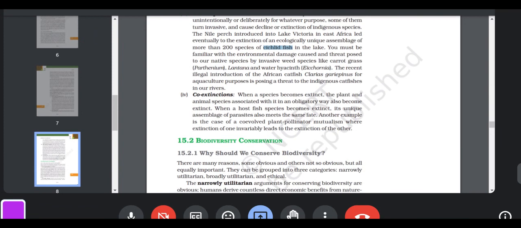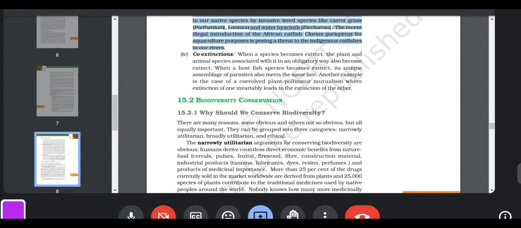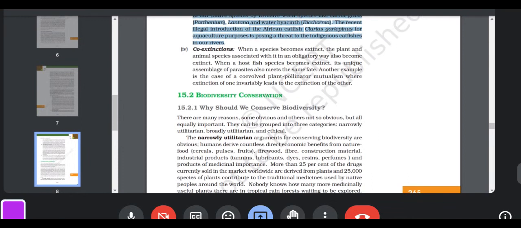Another example: you must be familiar with the environmental damage caused by the threat posed to our native species by invasive weed species like carrot grass (Parthenium), Lantana, and water hyacinth. There is also the recent illegal introduction of the African catfish Clarias gariepinus for aquaculture purposes, posing a threat to the indigenous catfish in our rivers. Okay, so these are more important. You just go with these examples.